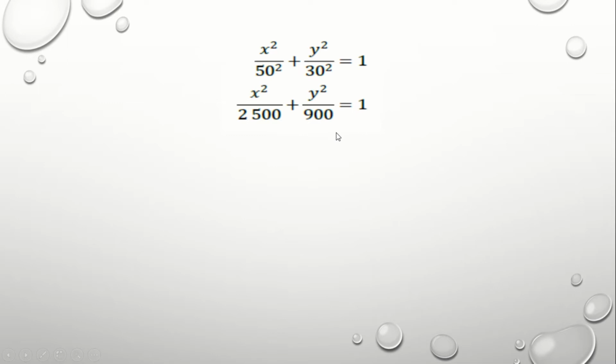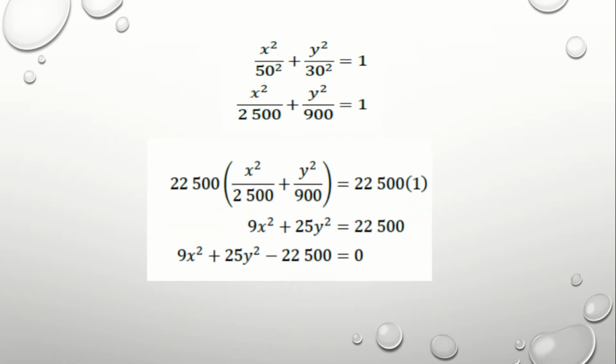Again, our goal is to write it in general form. That is why we find the LCD of 2,500 and 900, the least common denominator, and that is 22,500. So multiply on each side.